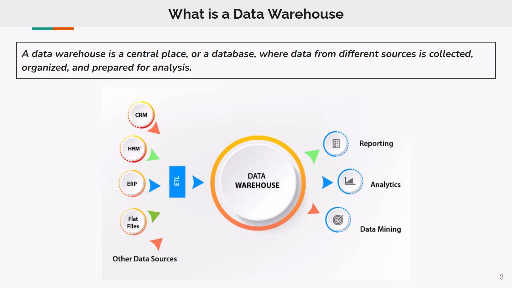A data warehouse is a central place or a database where data from different sources is collected, organized, and prepared for analysis. For example, let's say we have a company that uses systems like ERP, CRM, and HRM to manage many operational processes like production, customer management, finance, and HR.